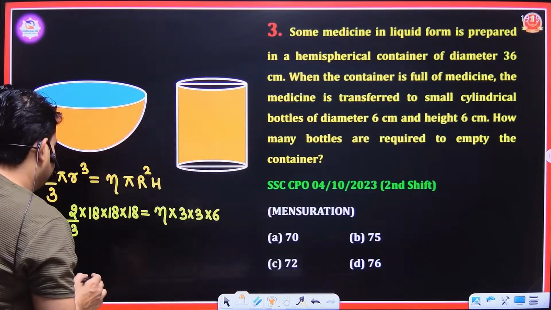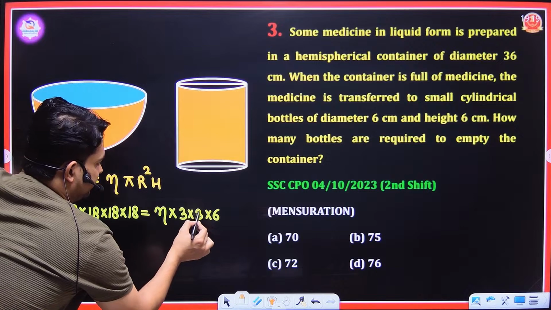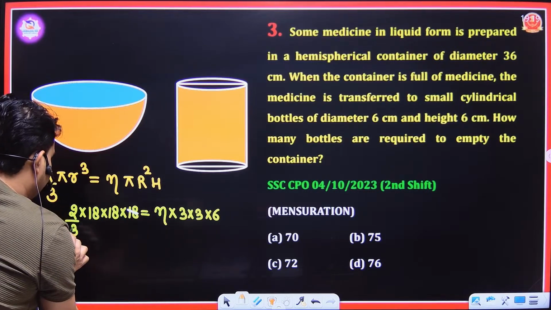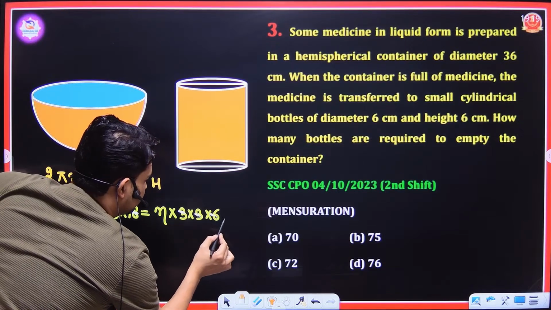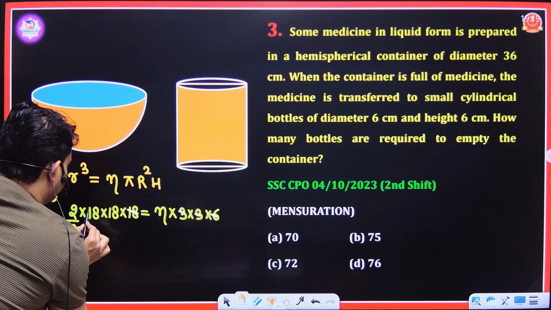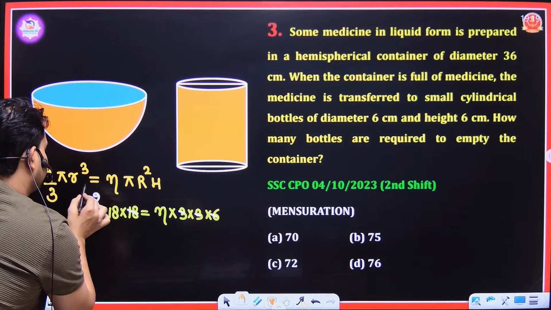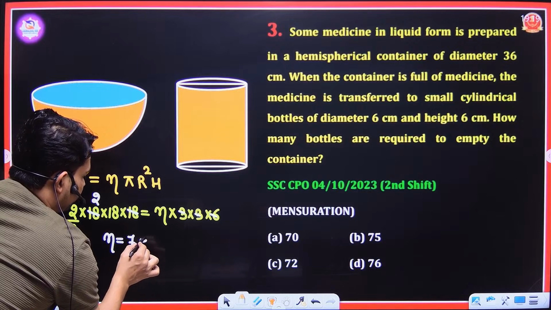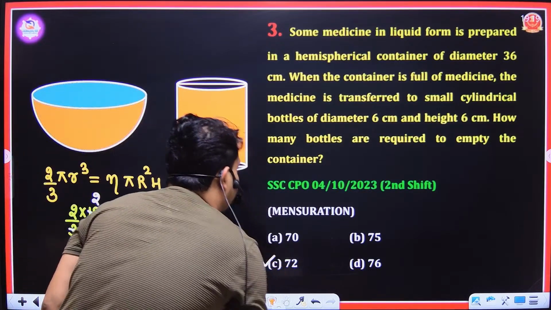Guys, see, we have 6 3s are 18. 18 will be cancelled out. We have a 3 and we have a 3 here. This one is cancelled out, but we have 2 here. 18 2s are 36, 36 2s are 72. So the number of cylinders that can be filled with that medicine is 72. This one is the core concept of this question.